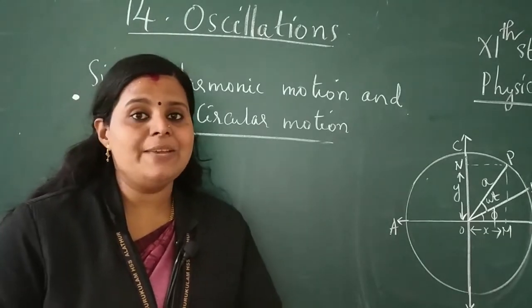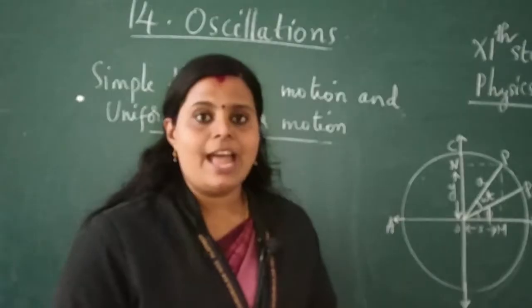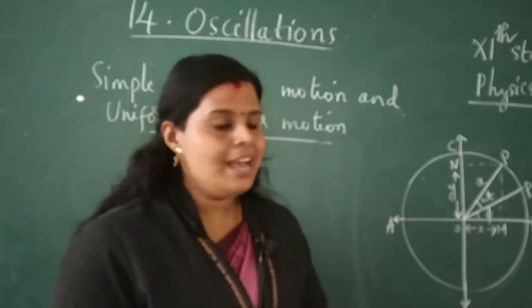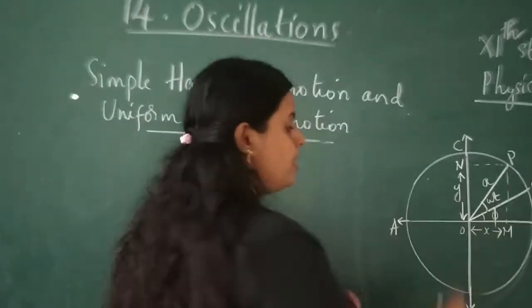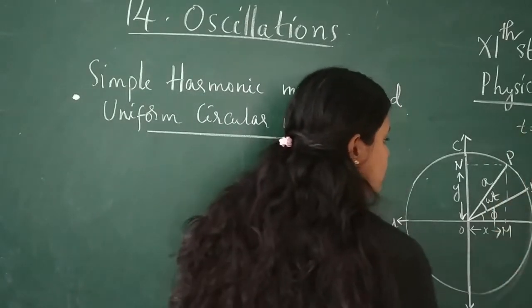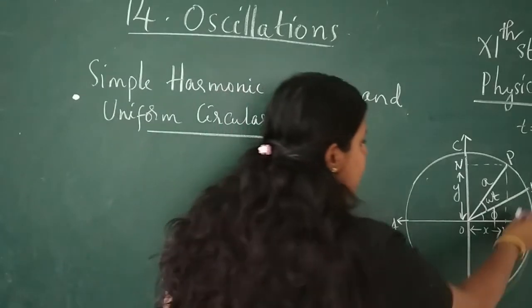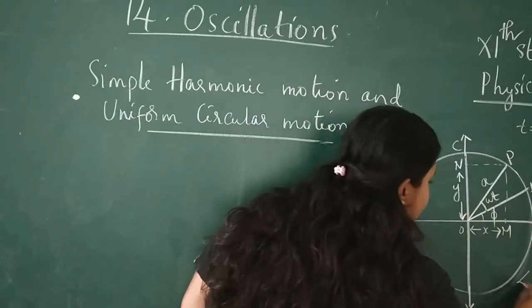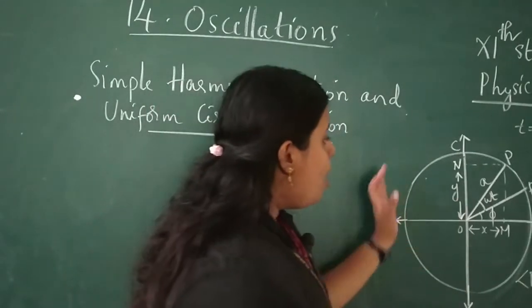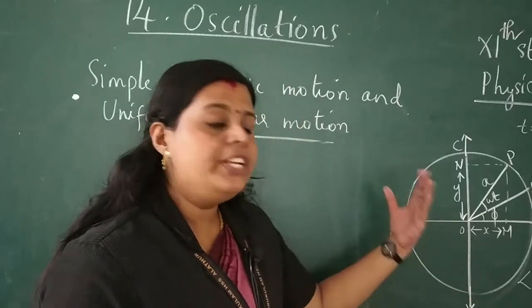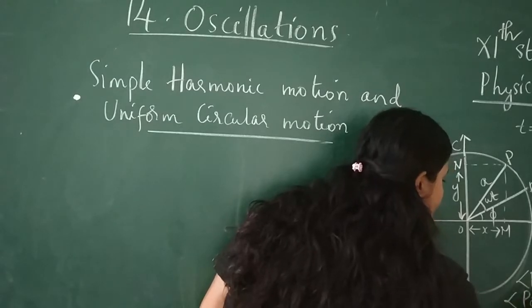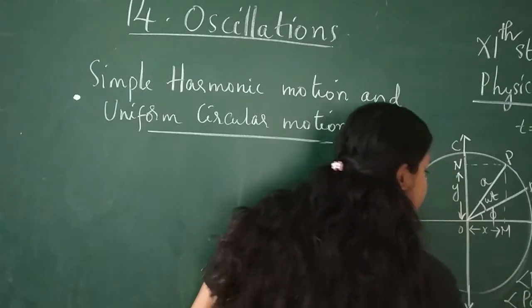Now the next topic is simple harmonic motion and uniform circular motion. For this, consider a particle moving along the circumference of a circle of radius A and center O. At time t equal to 0, let the particle be at the position P0, so that the angle P0OB is equal to phi. Now after some time t, let the particle be at the position P, so that the angle POP0 is equal to omega t.